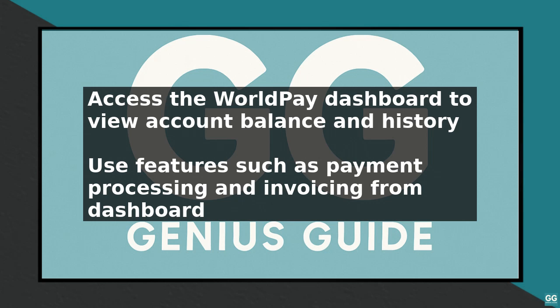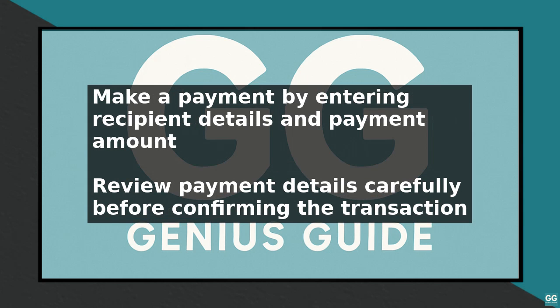To make a payment, click on the Make a Payment button and enter the recipient's details, including their name, email address, and payment amount. You can also add a payment description and select the payment method, such as credit card or bank transfer. Review the payment details carefully before confirming the transaction.